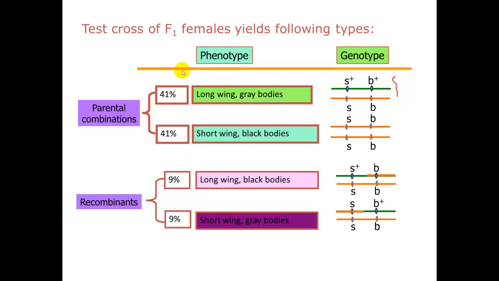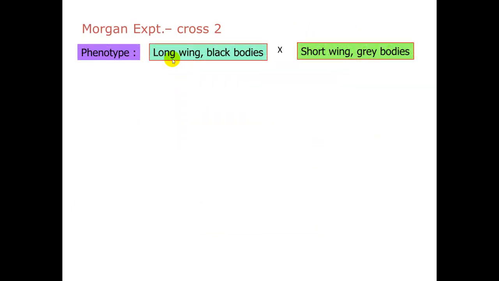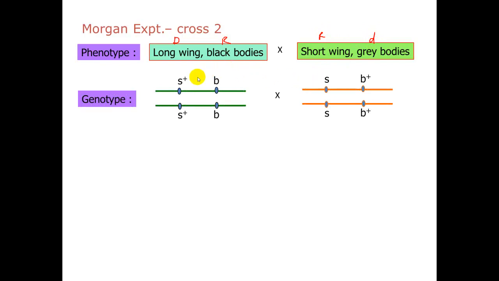Now before we conclude, let's see Morgan's experiment number 2. In experiment number 2 he took long wing and black body. Mind it, this was a dominant one, this was a recessive one. Here also, this was a recessive one and this is a dominant one. Like this you can see there.